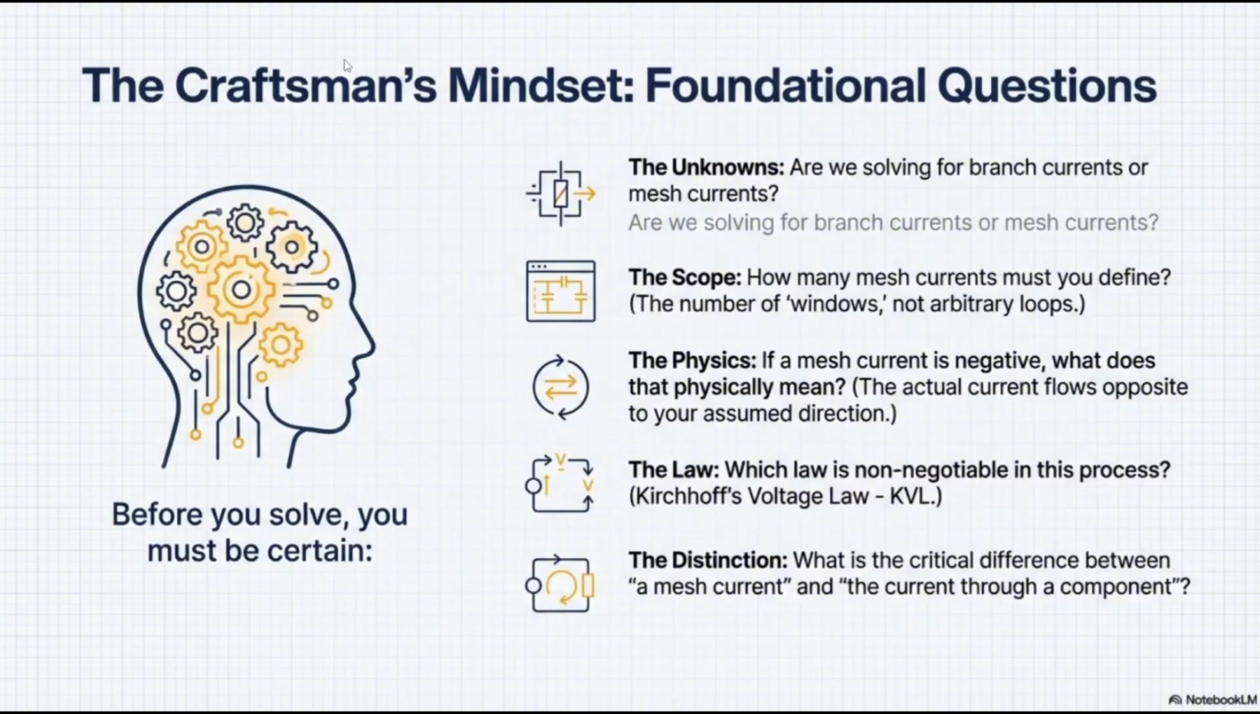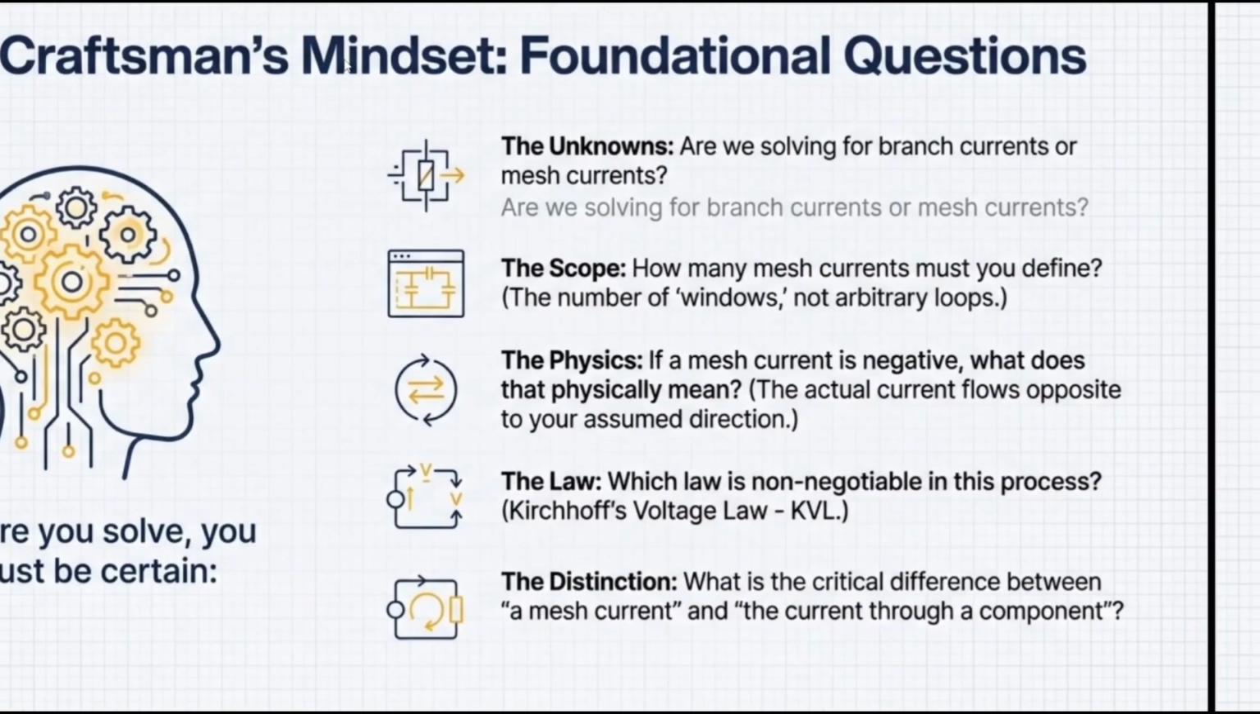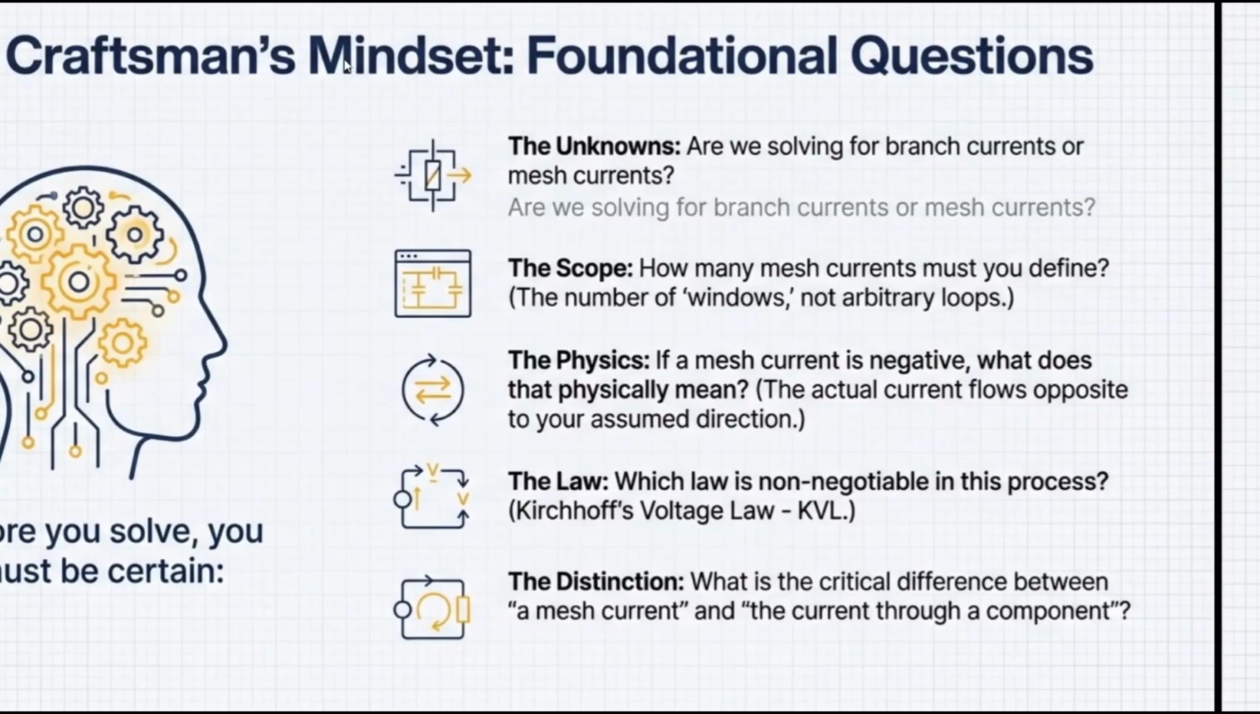So the very foundational question that we have to ask ourselves is: what is the unknown? At the very beginning, we have to at least know what we are looking for. Are we solving for branch currents or mesh currents? By the way, when I say branch current and mesh current, I will talk about what they actually mean. But first of all, I have to specify which part of the circuit I'm looking at in order to find the current itself. Then I have to find the scope: how many mesh currents must you define?